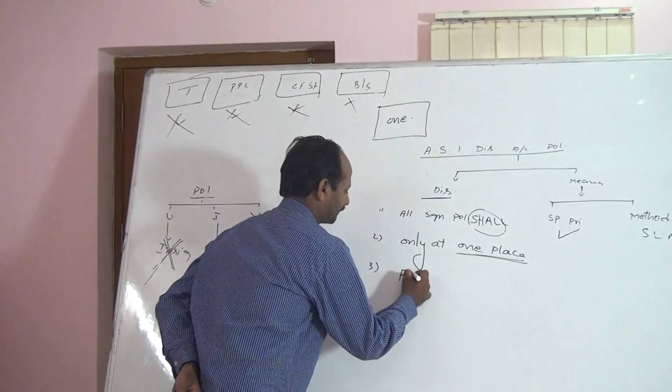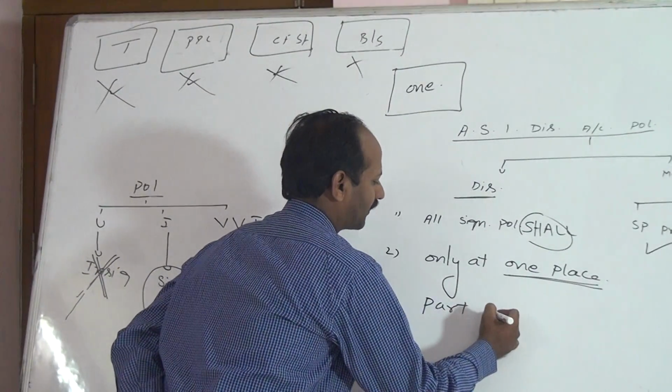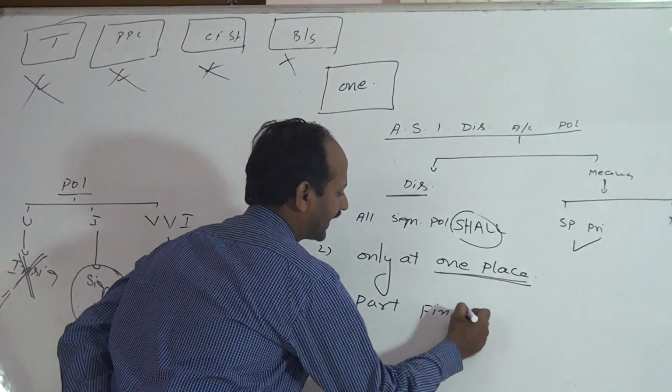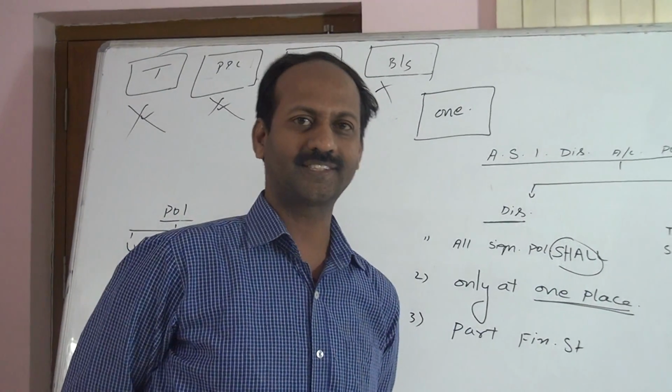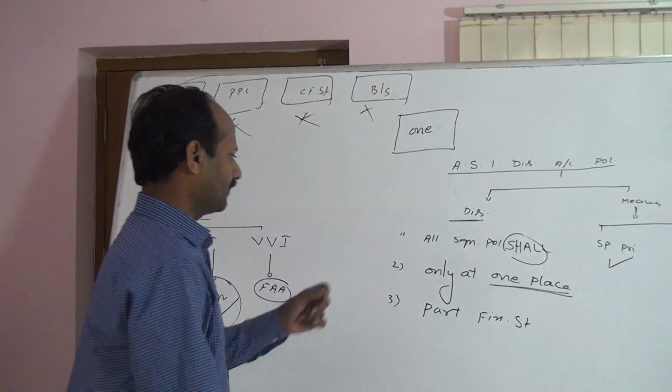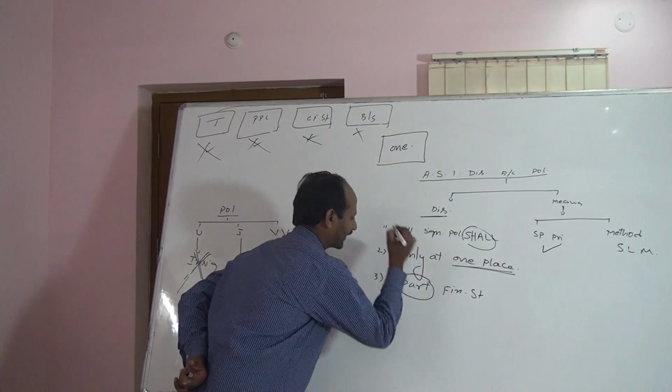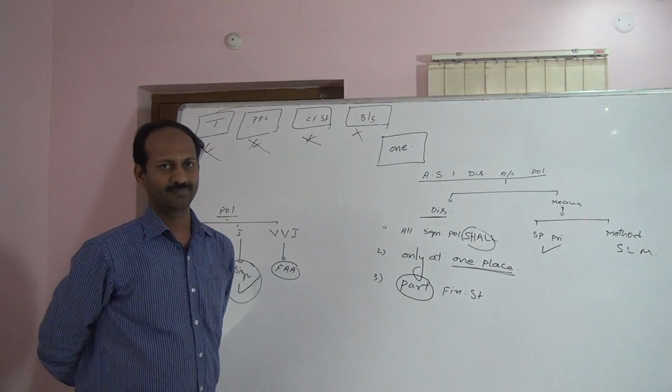Point number 3. Accounting policies are forming part of financial statements. What is the meaning of forming part of the financial statements?